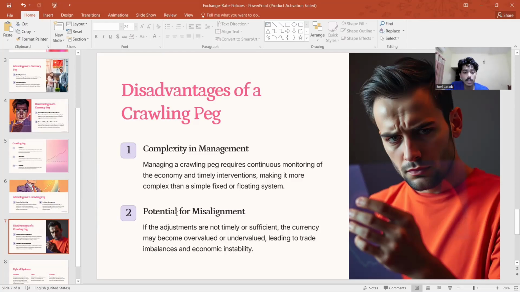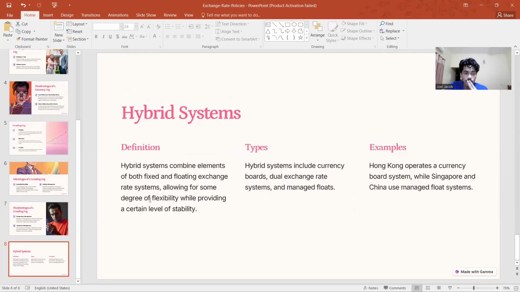And potential for misalignment: if the adjustments are not timely or sufficient, the currency may be overvalued or undervalued, leading to trade imbalance and economic instability. So basically, what they're saying is the currency may be overvalued or undervalued. The matching currency can be overvalued or undervalued, which may lead to economic instability for our currency, for our home currency. Hybrid system. So this is the last portion.